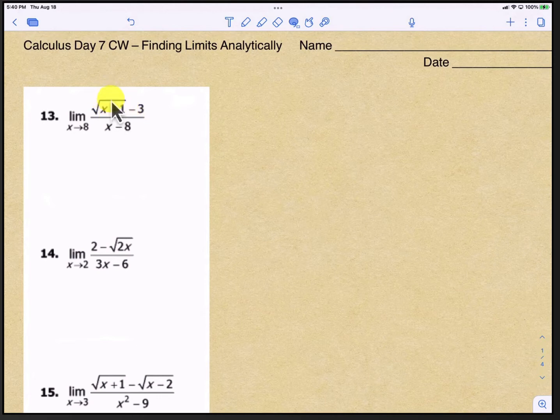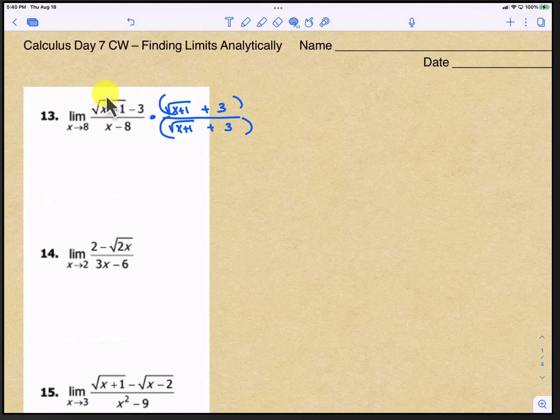We see we have the radical in the numerator, and so we want to rationalize the numerator. So we'll have to multiply the top and bottom by the conjugate of the numerator. The conjugate of the numerator is the radical plus 3. So we do that on the top and bottom. The next step is to distribute.